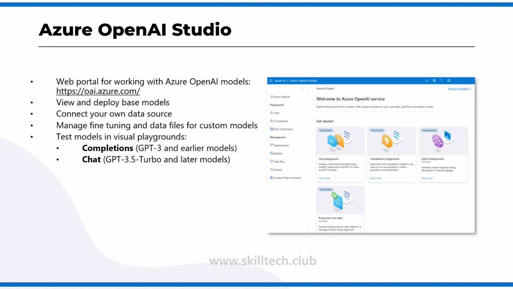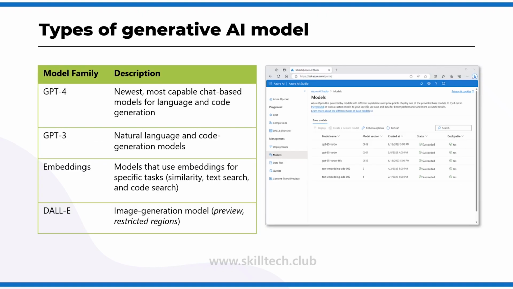Now, if we talk about DALL-E, it is a playground based on a DALL-E model provided by Azure OpenAI. When you go with DALL-E, you will be able to generate images. These images will be uniquely generated, and that is also a part of this course which we are going to focus on. Now, let's talk about types of generative AI models.